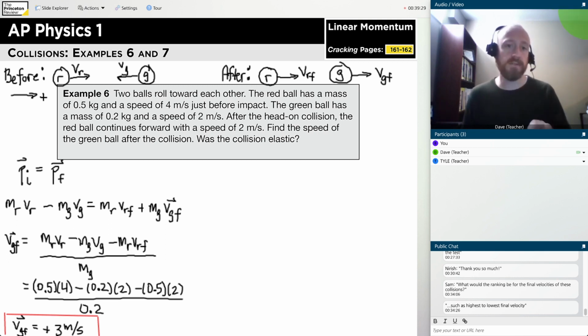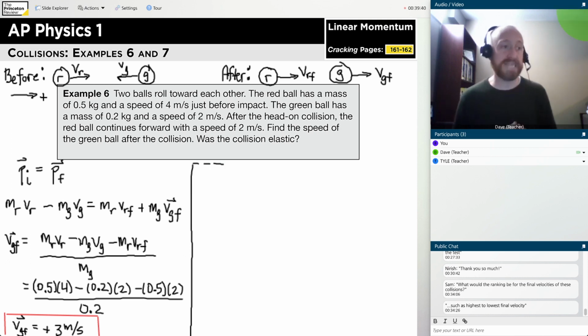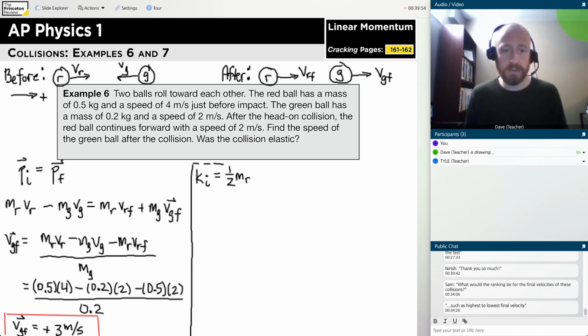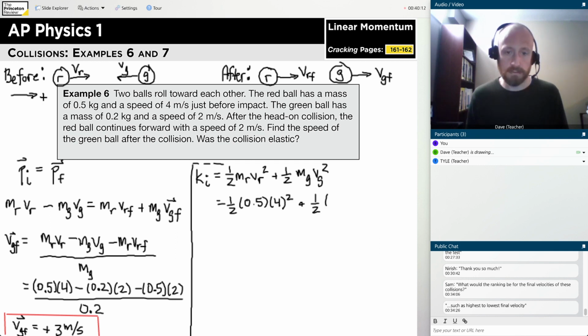But now we need to address the question, was the collision elastic? And like I said, what's unique about elastic collisions is the fact that under those cases, kinetic energy will be conserved. So if you want to see whether your collision is elastic or not, compare the kinetic energies. So let's do just that. The initial kinetic energy comes from the contribution from the red ball plus the contribution from the green ball. We've got values for this. So plug in all those numbers. And here's what we come up with.